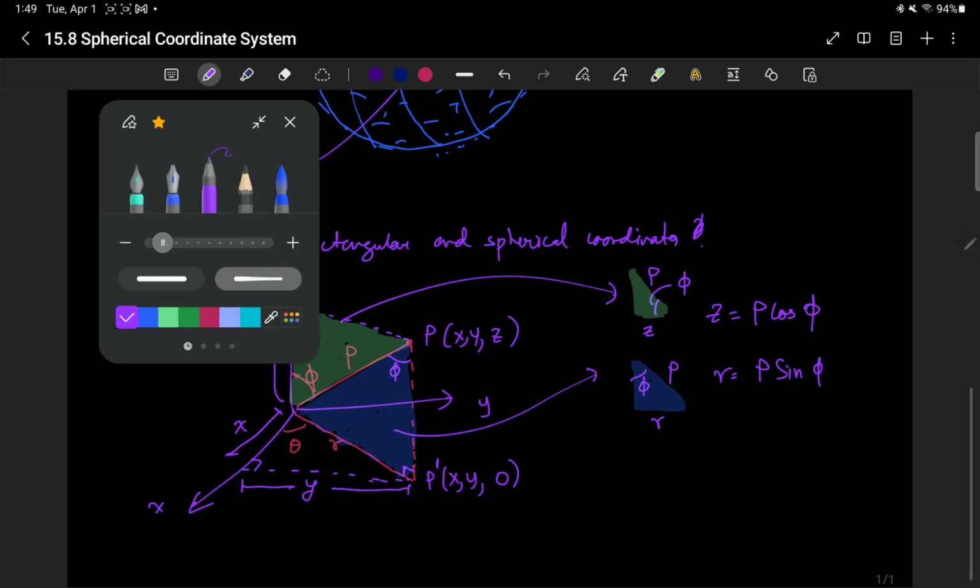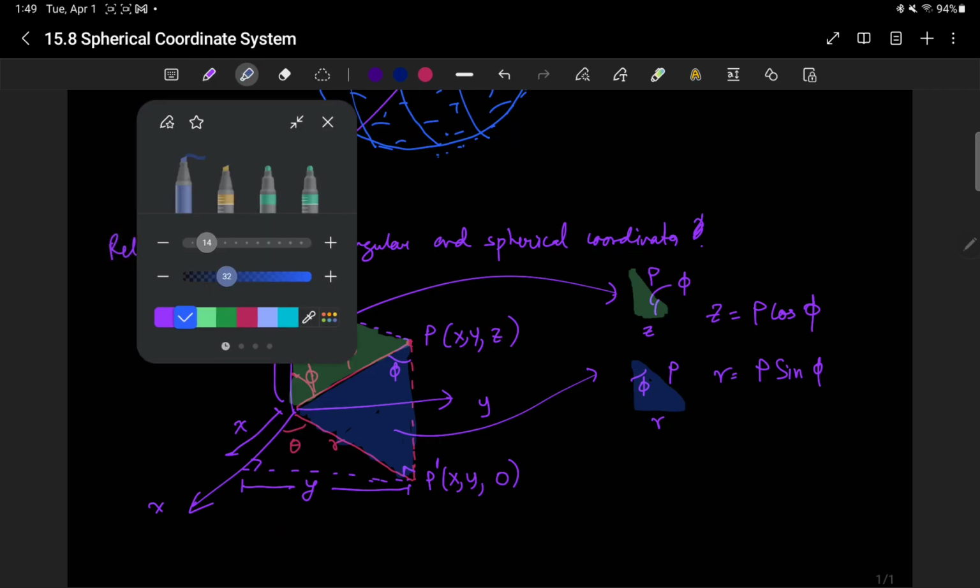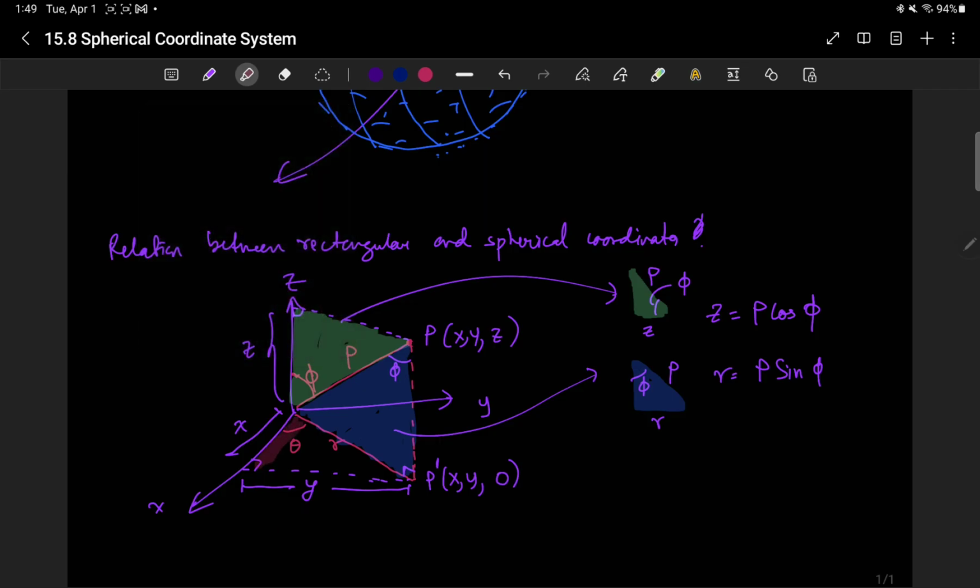And then for the last bit, we will look at this triangle here. In this triangle, we already have a nice relation between x, y, and theta. We already have x as the base, y, theta, and r. So we have x equals r cosine theta and y equals r sine theta.